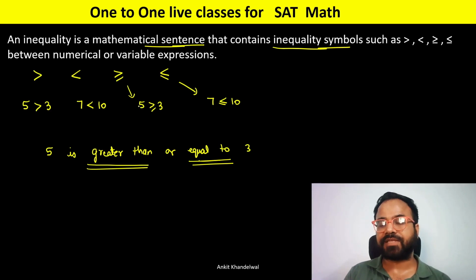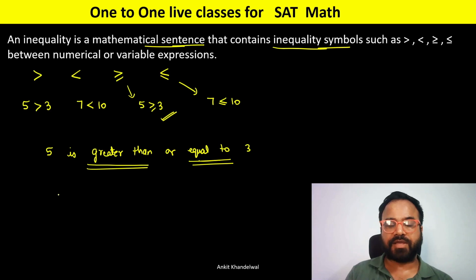Just like when we are saying 5 is greater than or equal to 3, 5 is not equal to 3, but 5 is greater than 3. So yes, we can say this is true. In the same way, if I say 7 is greater than or equal to 4, I know 7 is not equal to 4, but 7 is greater than 4, so this is considered to be true. 5 is greater than or equal to 5: 5 is not greater than 5, but 5 is equal to 5, so this is also true.